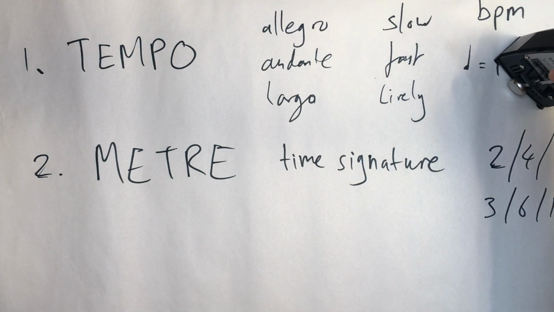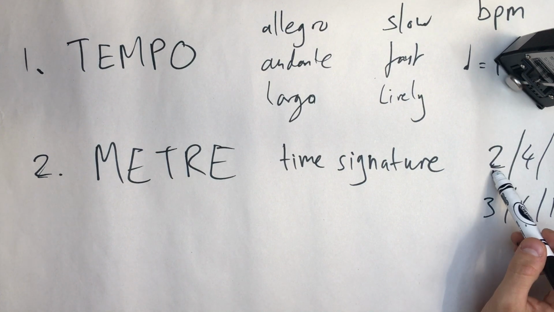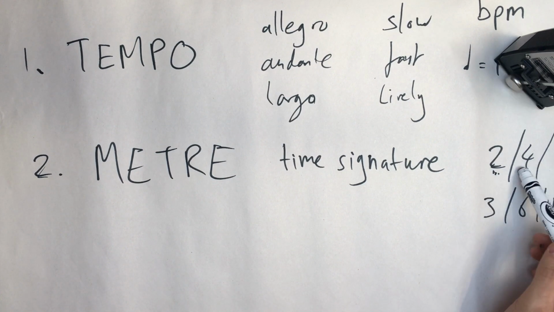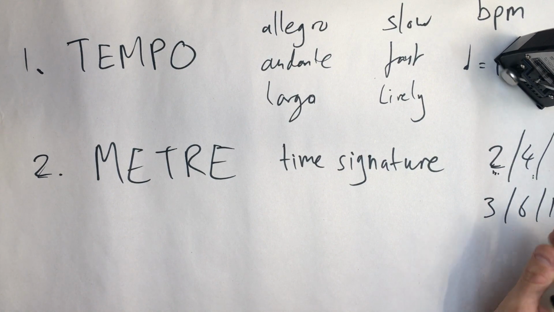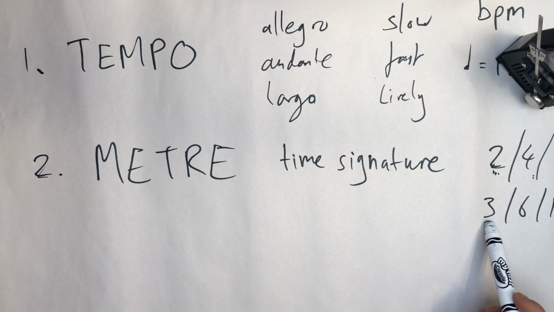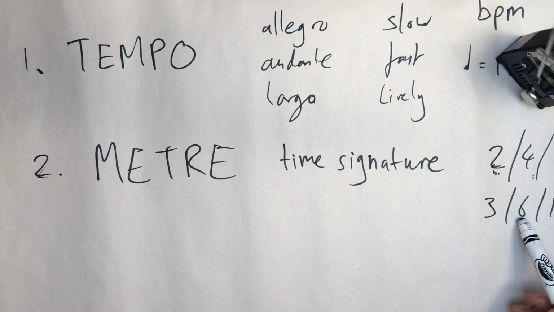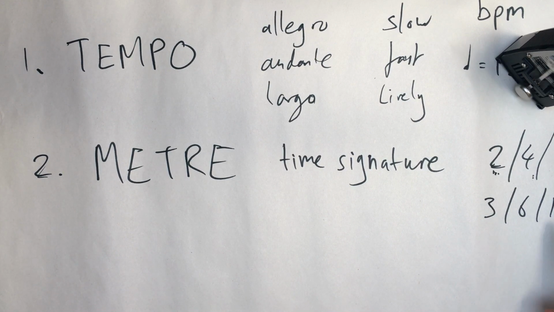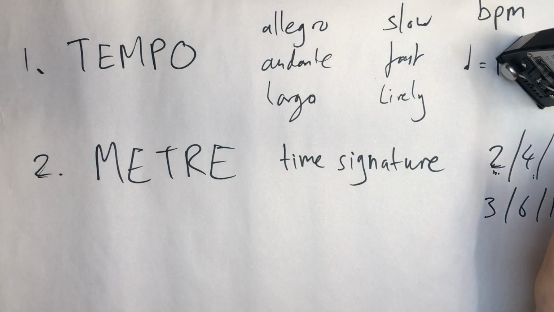You can also think about grouping beats. If the beat was a bit faster, you're going to think about groups of 2, 1, 2, 1, 2, and groups of 4, 1, 2, 3, 4, 1, 2, 3, 4. And then you also got groups of 3, 1, 2, 3, 1, 2, 3, and groups of 6, 1, 2, 3, 4, 5, 6, and groups of 12, 1, 2, 3, 4, 5, 6, 7, 8, 9, 10, 11, 12.